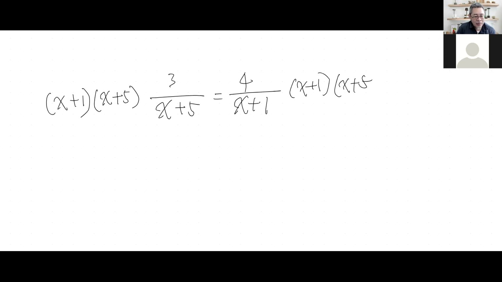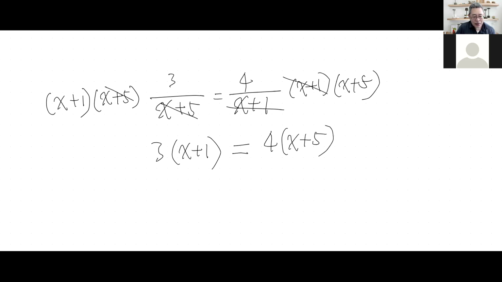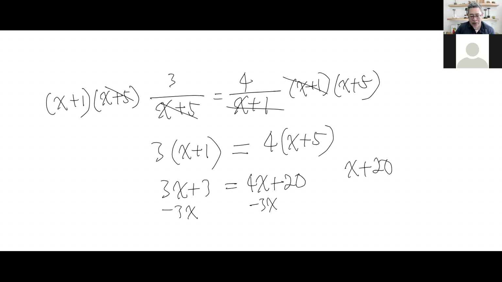And that cancels, we got 3x plus 1. And this cancels, we got 4x plus 5. So now you can see we got 3x plus 3 equals 4x plus 20. Then that's a linear equation. So minus 3x, then we got x plus 20 equal to 3, going minus 20 on both sides. Then x equals negative 17.